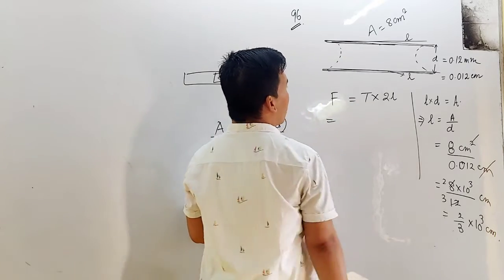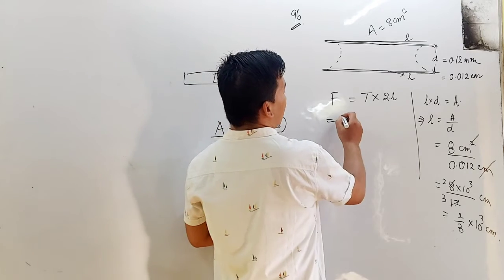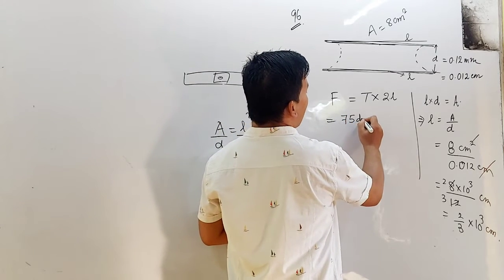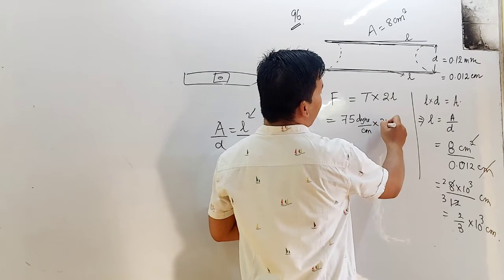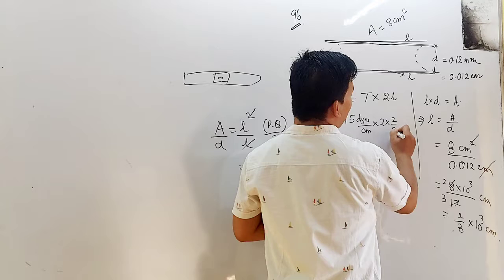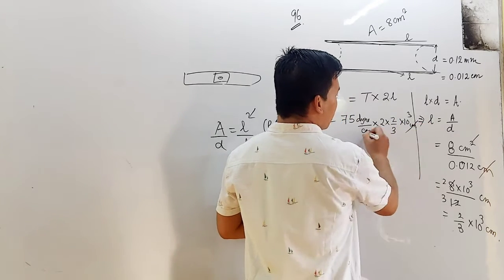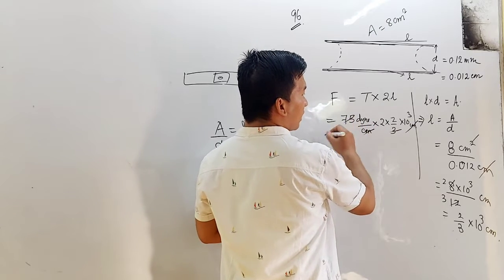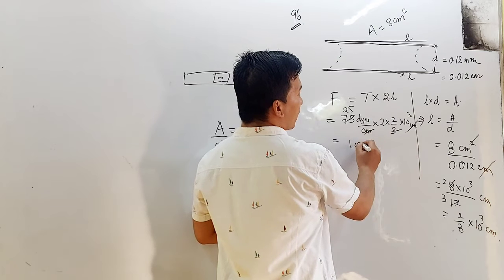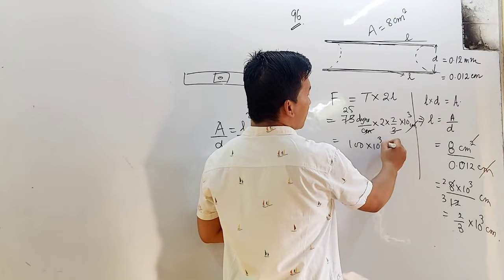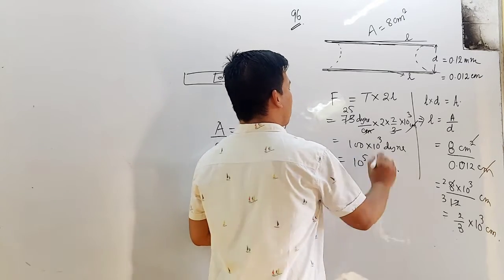What is the surface tension? For question 75, surface tension is 75 dyne per centimeter, into your length, which is 2 by 3 into 10 to the power 3. Centimeter again gets cancelled out. 75 into 2 by 3 is 50, and with the factor of 2 this gives 100 into 10 to the power 3. So our answer will be 10 to the power 5 dyne.